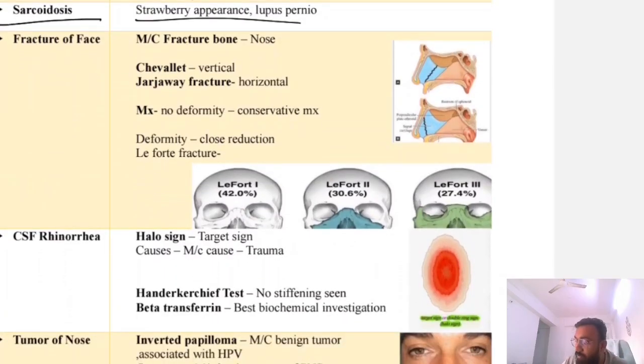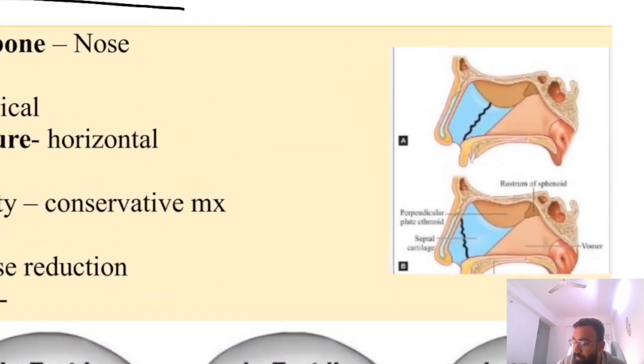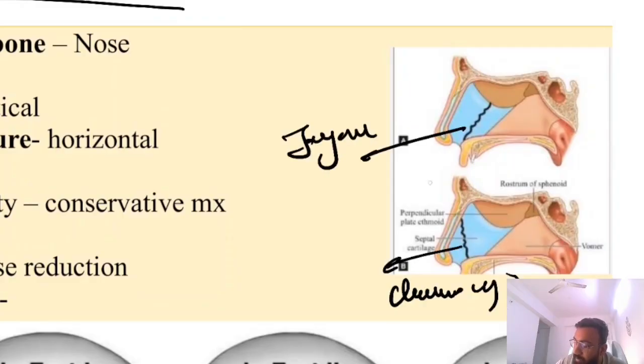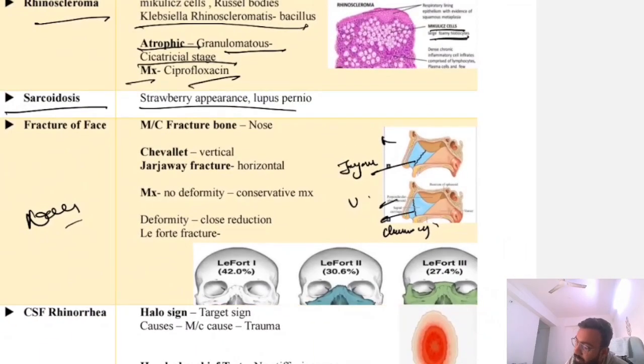Fracture of bone, fracture of face. Nose is the most common bone fracture. You can see this is the Chevallet. This is the Jarjavay. It is horizontal, it is vertical. And how will you treat this patient? By doing closed reduction. You will not directly go for operative fixation. You will reduce it closed and take the help of a maxillofacial surgeon.